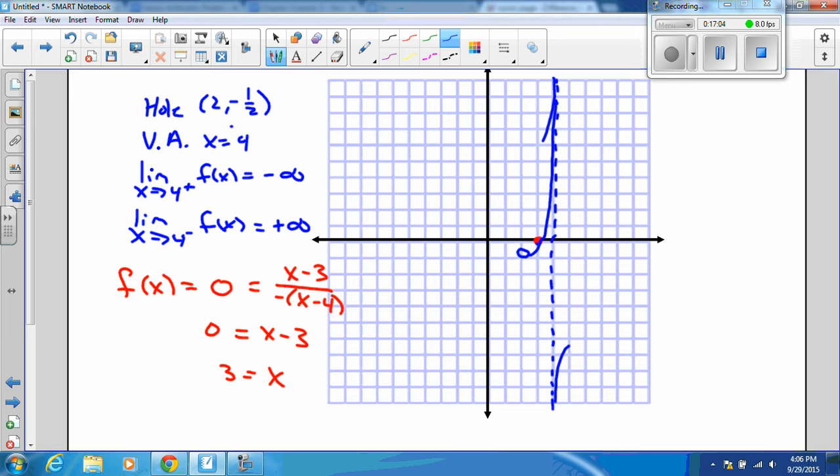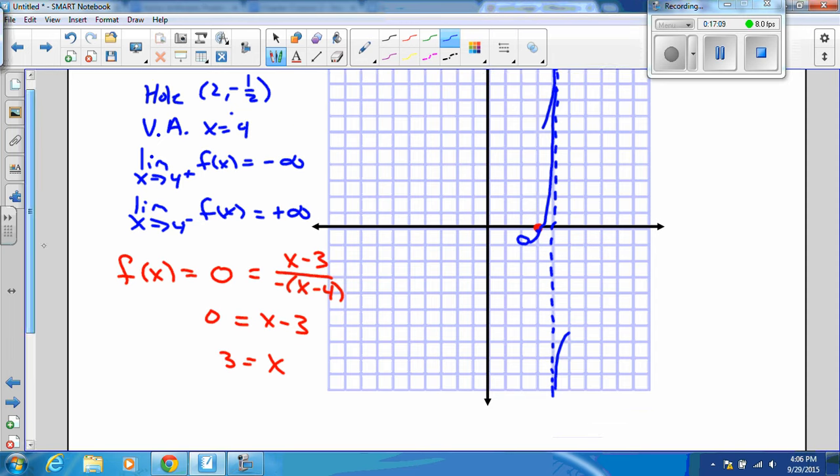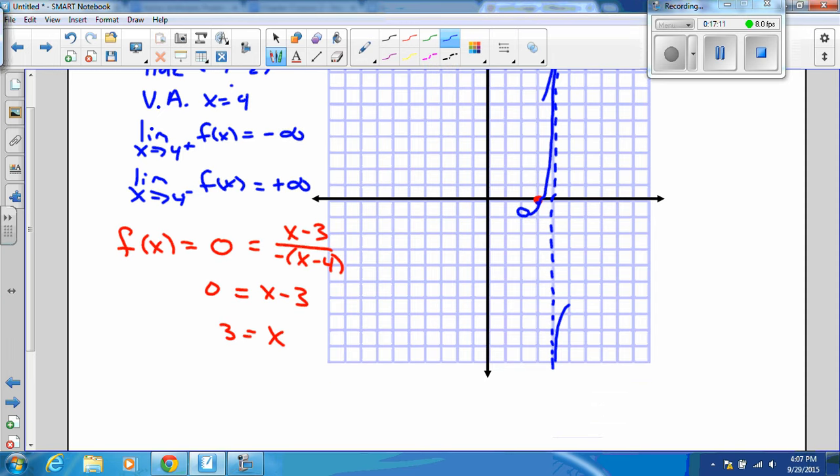Because I know that my graph is going to go out to infinity, and it is also going to go through the point (3, 0). Now, students will sometimes get confused because they will not pay attention to the work that they have done previously. Remember that this was our original function.